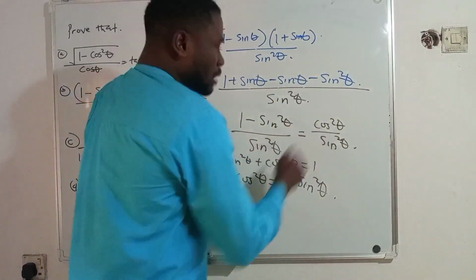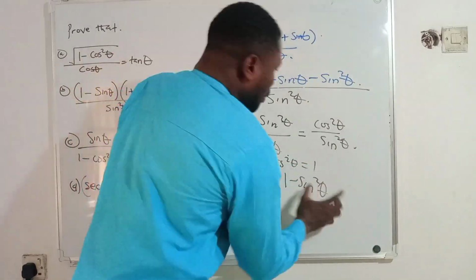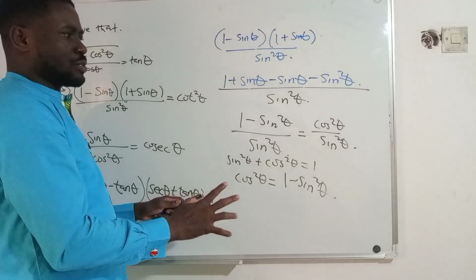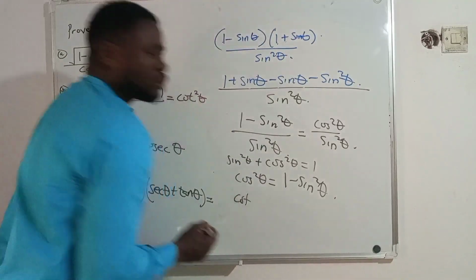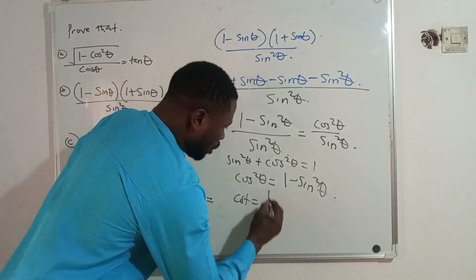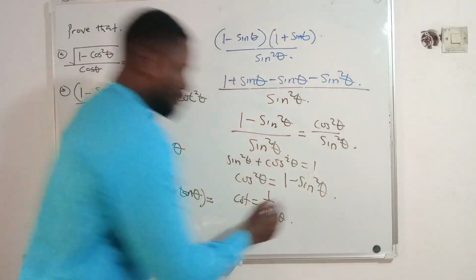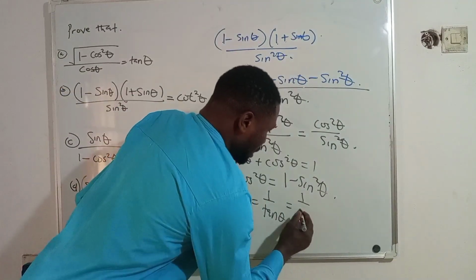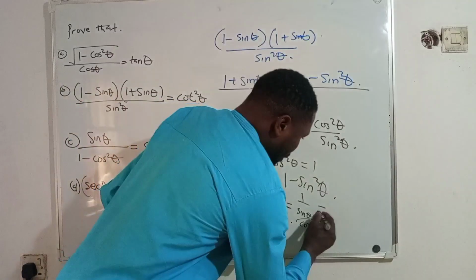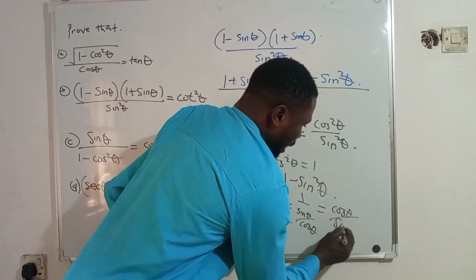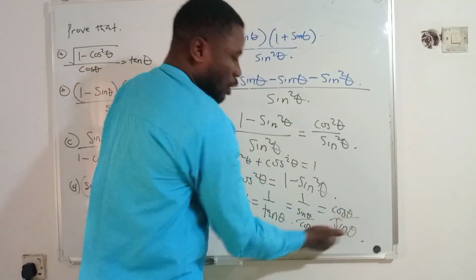Now you see this is cos square theta all over sine square theta. Now, how does it look like? Look at the appearance of this. This tells us it is cot. Remember that the cot of any angle is 1 all over tan theta. And of course, you know that tan theta is the same thing as sine theta all over cos theta, and so this will be equal to cos theta all over sine theta. Therefore, cot theta is the same thing as cos theta all over sine theta.